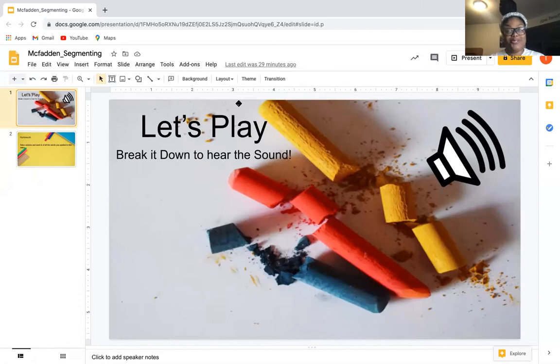You guys know what to do, right? You need to break it down to hear the sound. And you also need a pencil and paper, because after you break it down to hear the sound, you need to write the word, okay? Remember to write the word. And remember, even if you don't get it correct, it's okay. I want to see, all the teachers want to see, you break it down, hear the sound, and then write what you hear, okay? It's okay. Try your best.